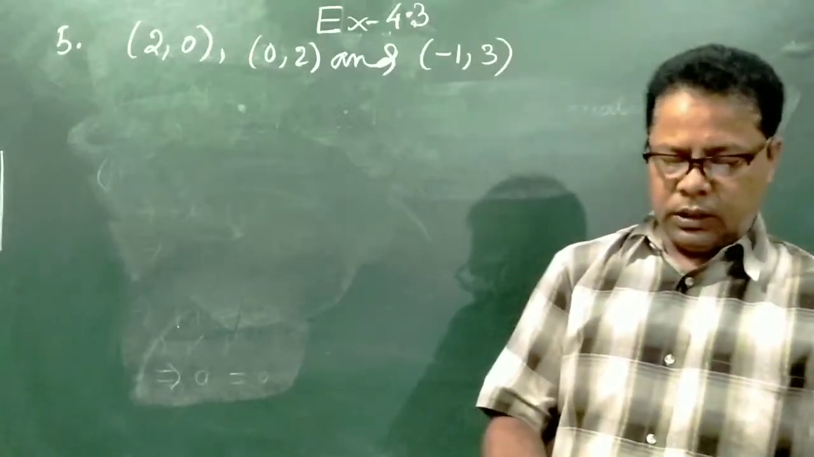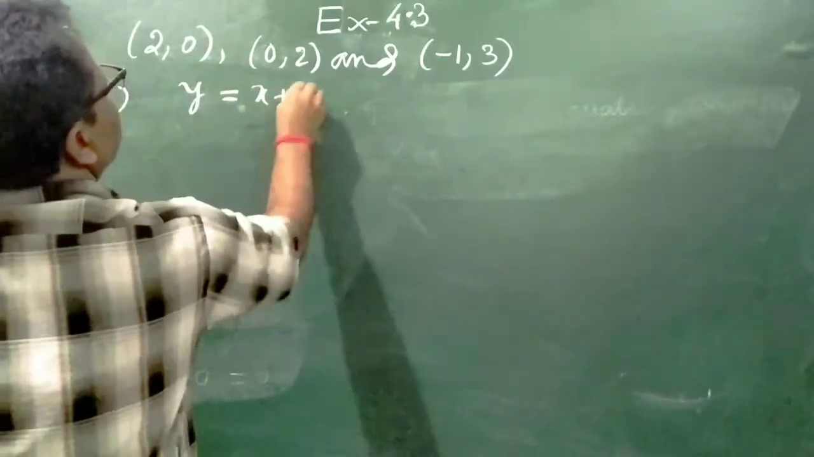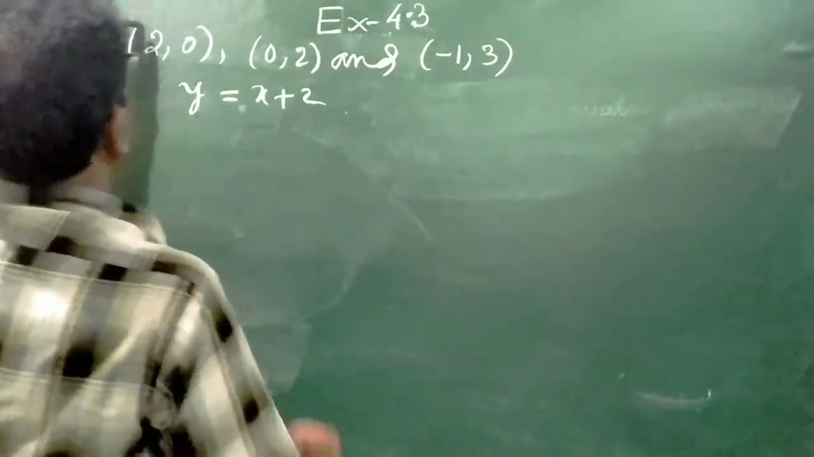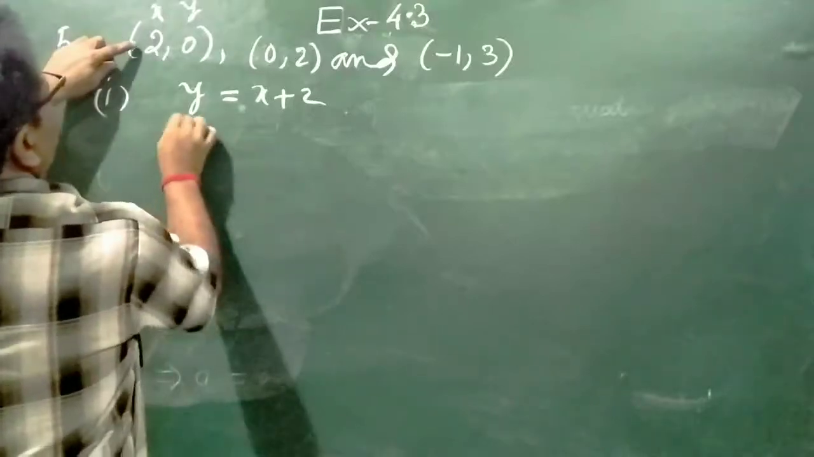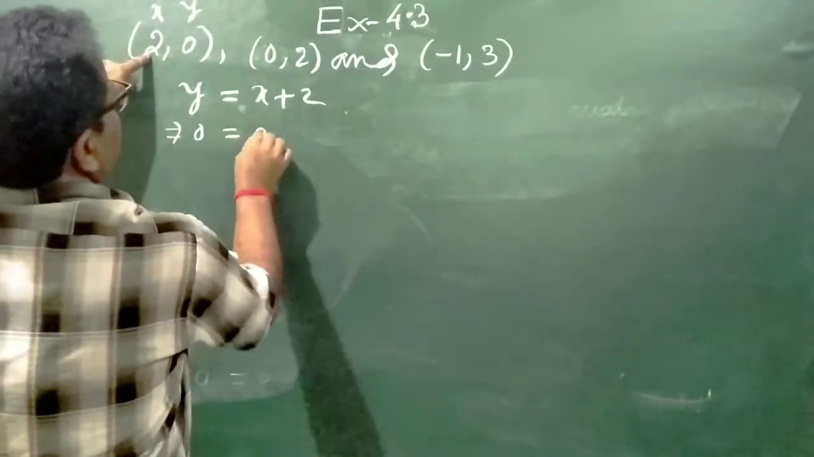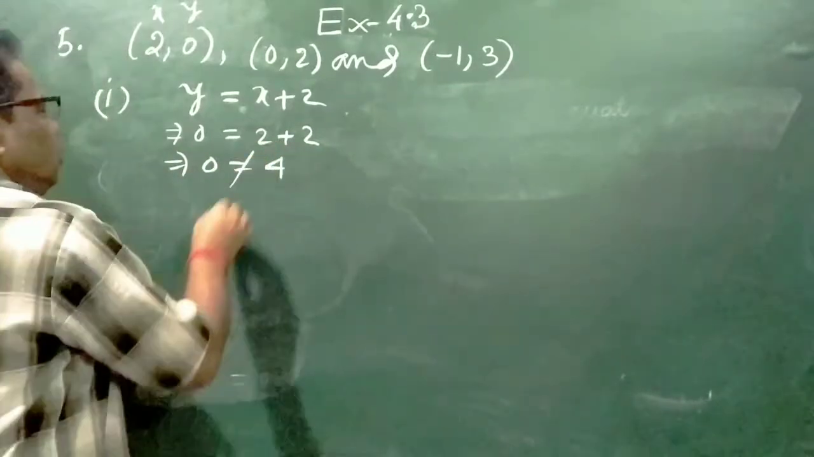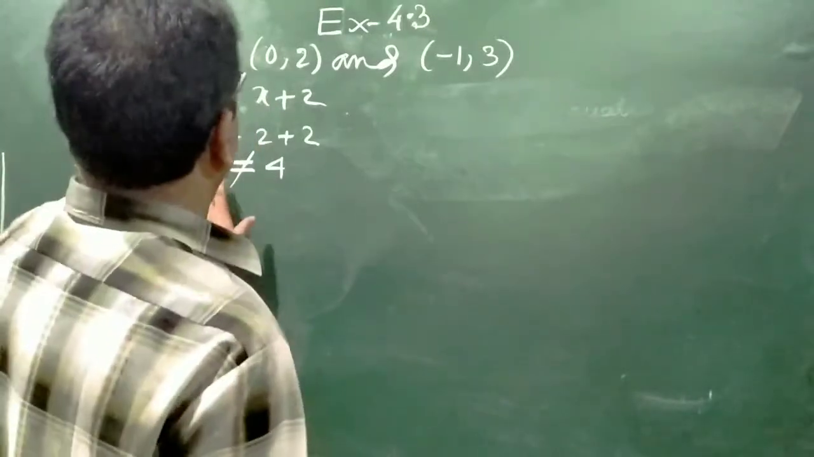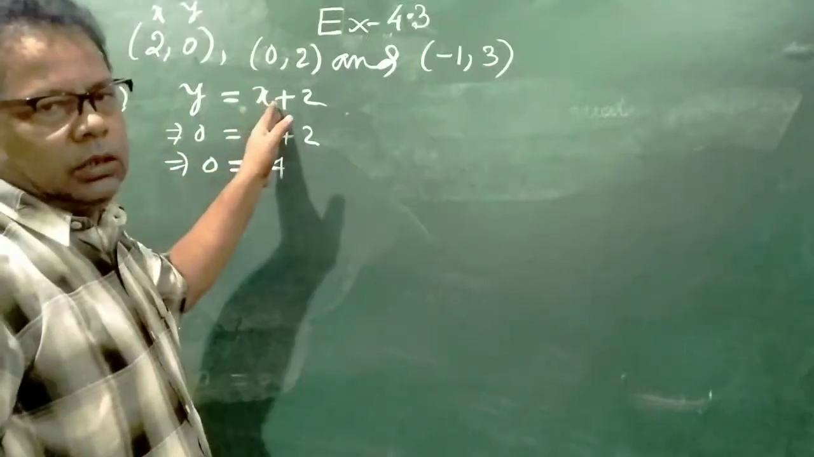So the first one is given, y is equal to x plus 2. Let us check. All these 3 points should satisfy the equation. This is the first value for x and second value for y. So here y is 0 equal to x value 2 plus 2. So this is 0 equal to 4. So it does not follow this point. Since both sides are not equal, this is not the required equation of the graph.